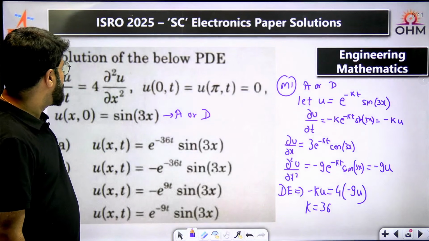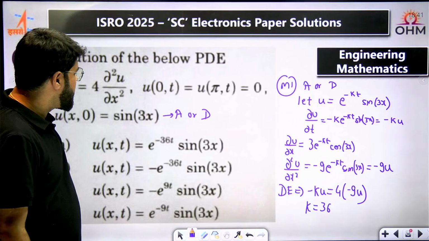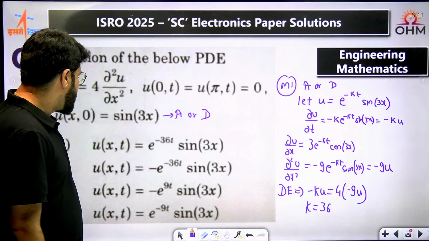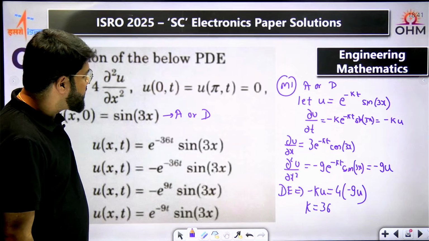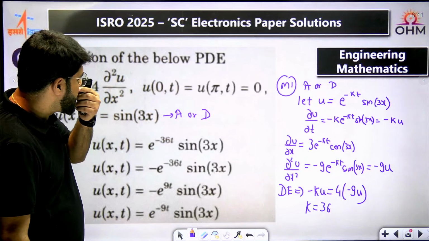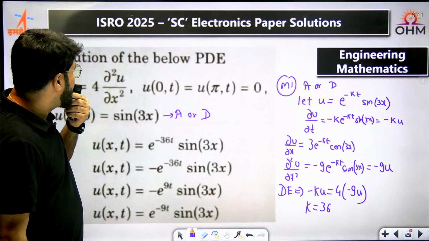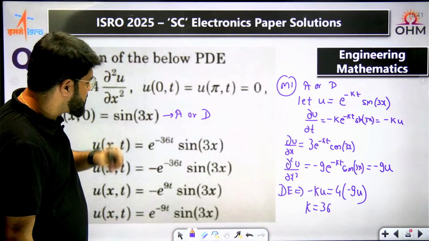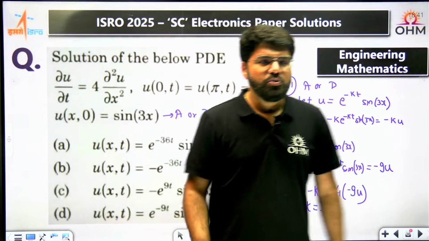It is equal to 4 del 2u by del x square, with sine 3x given. So if you satisfy here, 4 was there and 9 came up because of 3 into 3 when I differentiated with x. So k is 36. Now, what is method number 2 I am going to tell you?